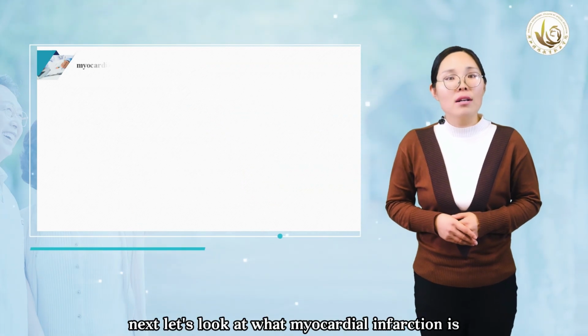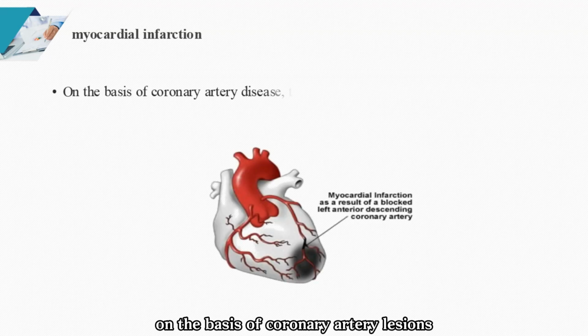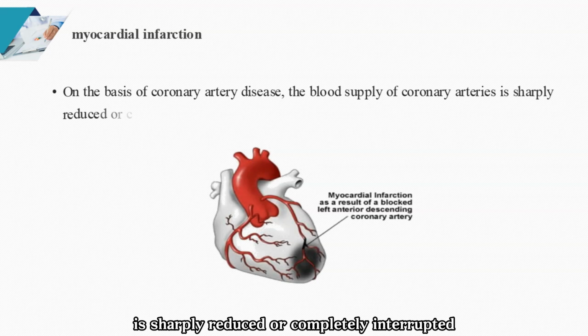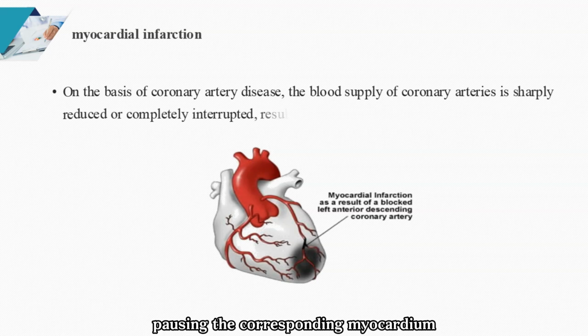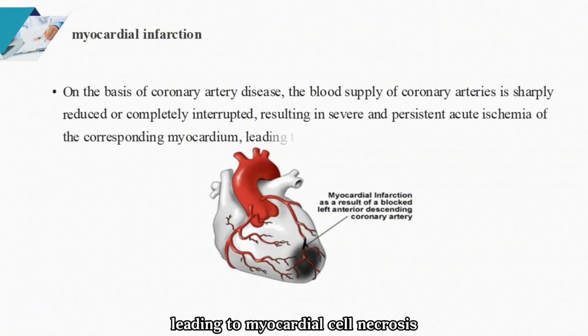Next, let's look at what myocardial infarction is. Myocardial infarction is a condition where, on the basis of coronary artery lesions, the coronary blood supply is sharply reduced or completely interrupted, causing the corresponding myocardium to experience severe and persistent acute ischemia, leading to myocardial cell necrosis.